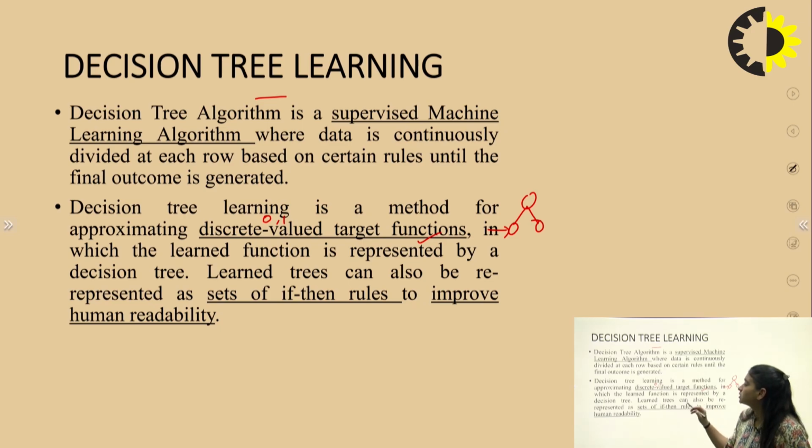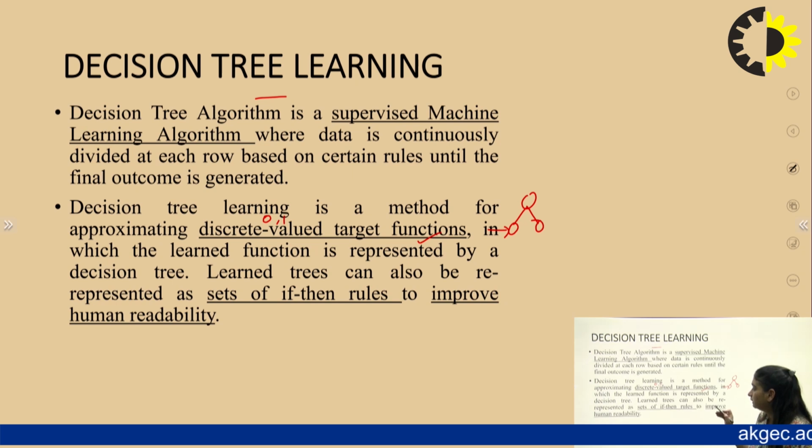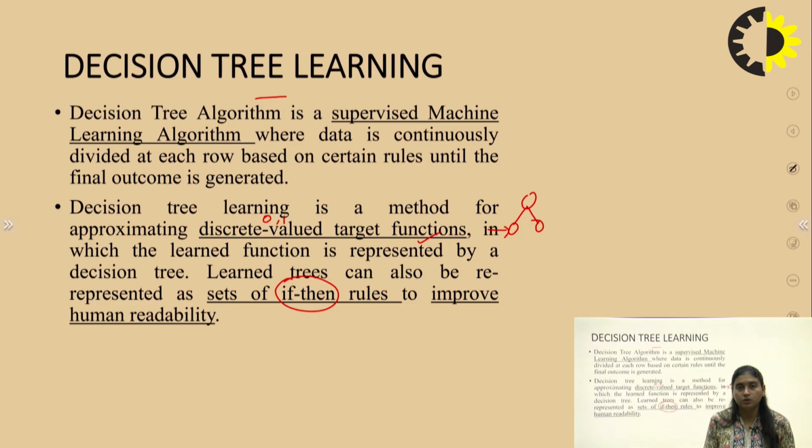In this, the learned function is represented by a decision tree, and the learned tree can be represented as a set of if-then rules. So ultimately the goal is to derive a set of if-then rules to improve the understanding or human readability, because rules are quite intuitive for human beings to understand.